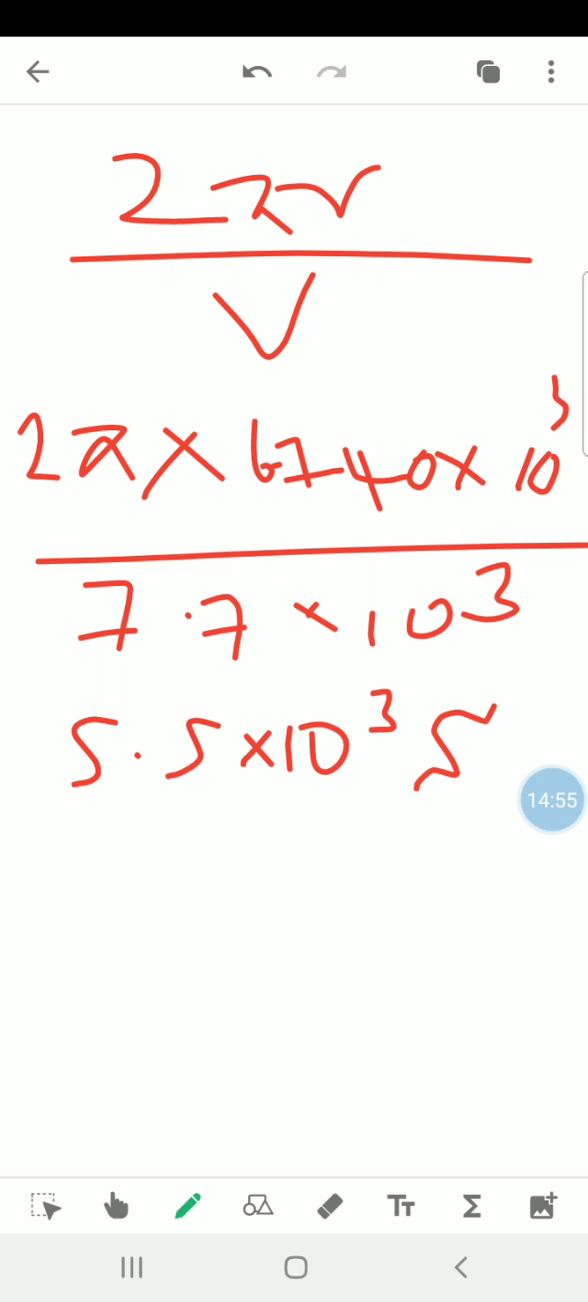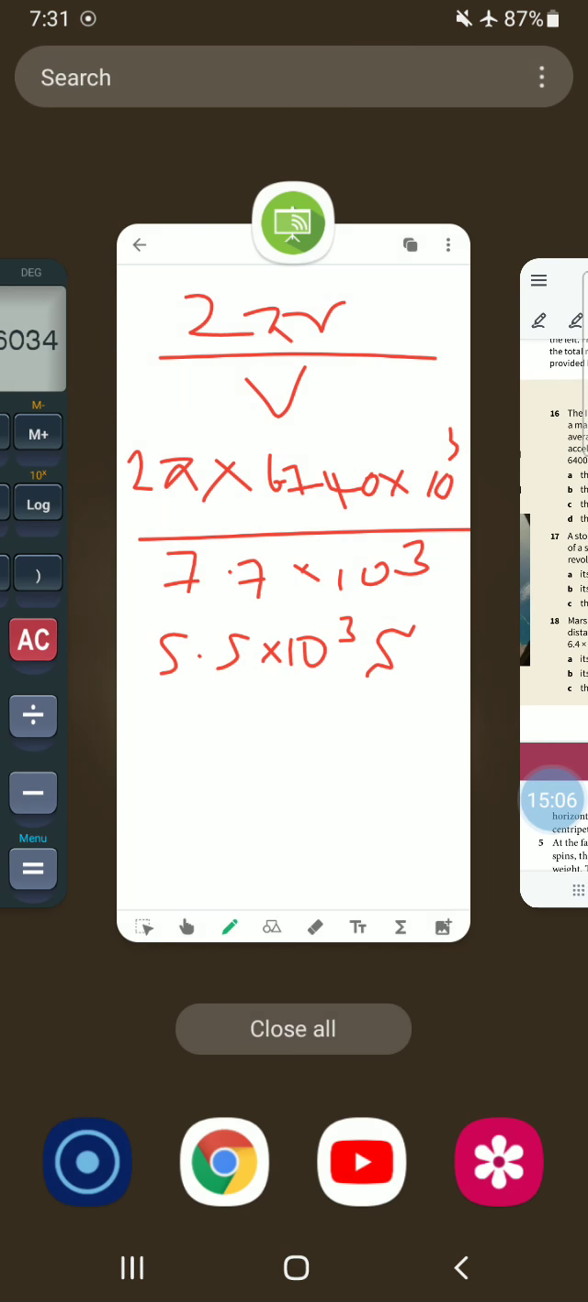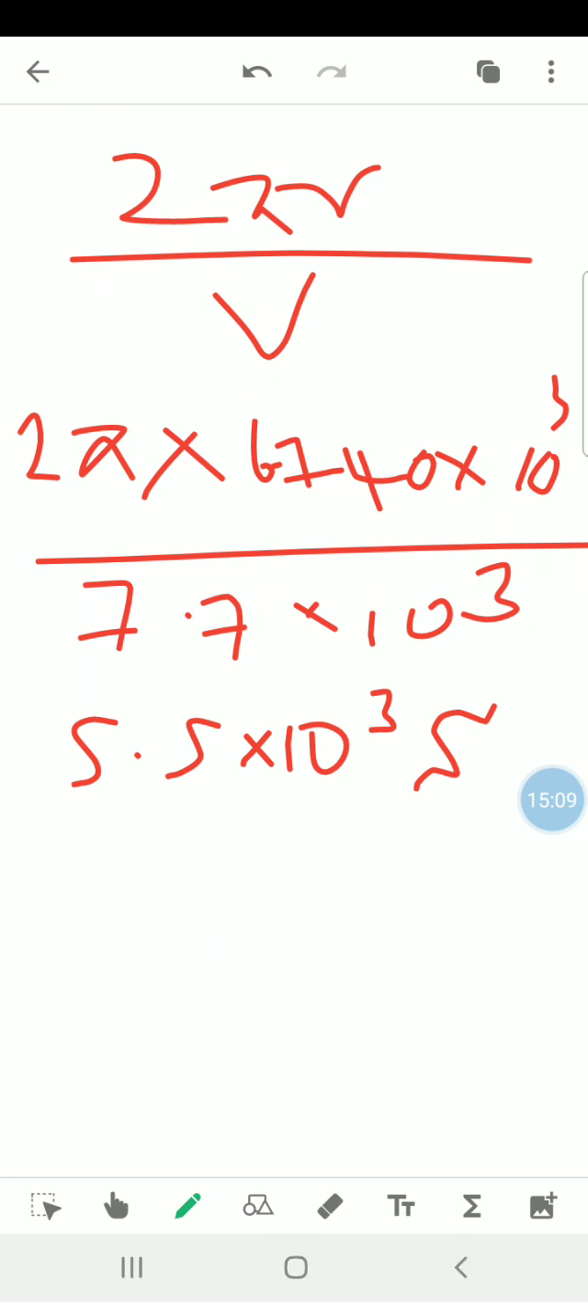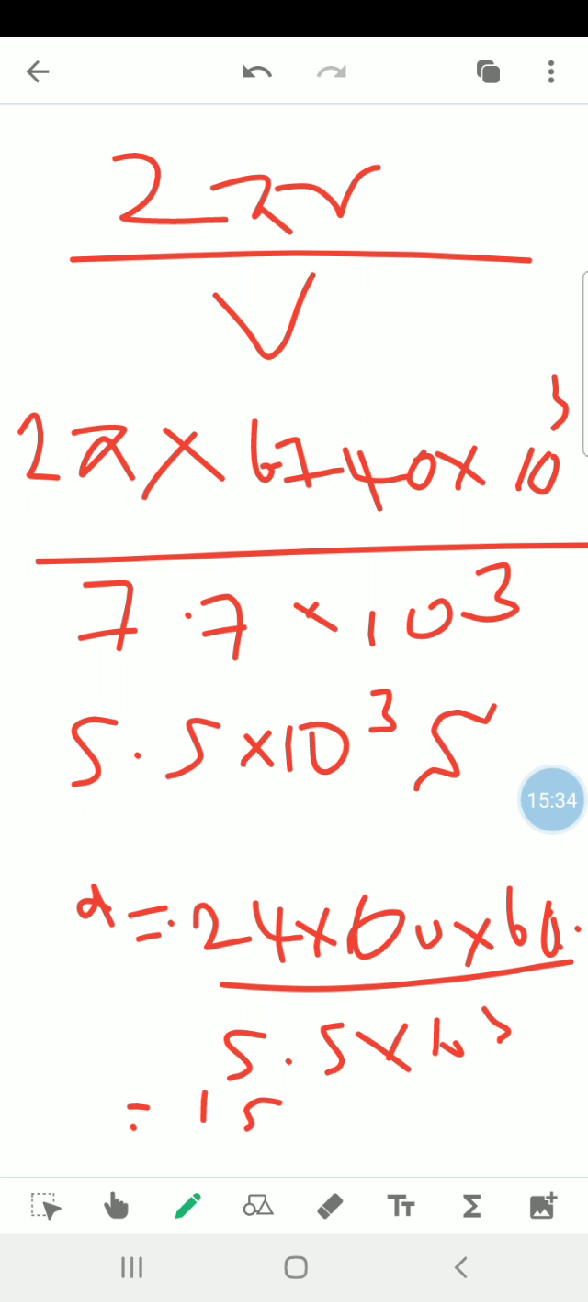Alright, then as the last part, they are asking the number of times it orbits the Earth each day. Because I have left it in seconds, I'm going to leave it as seconds. Then in a day, how many seconds are there? 24 hours into 60 minutes into 60 seconds, and that divided by this 5.5 into 10 to the power 3. Then when you do this, you will get 15.7 as the answer.